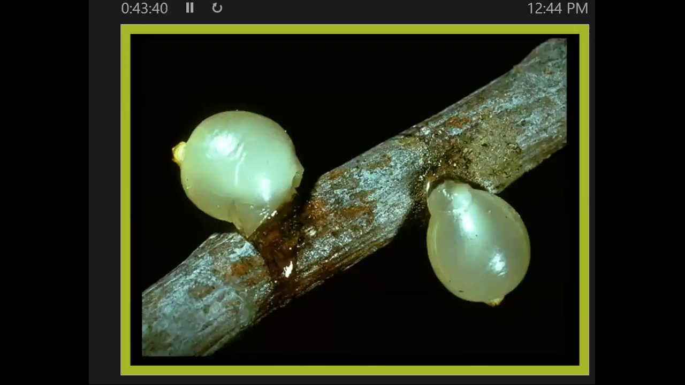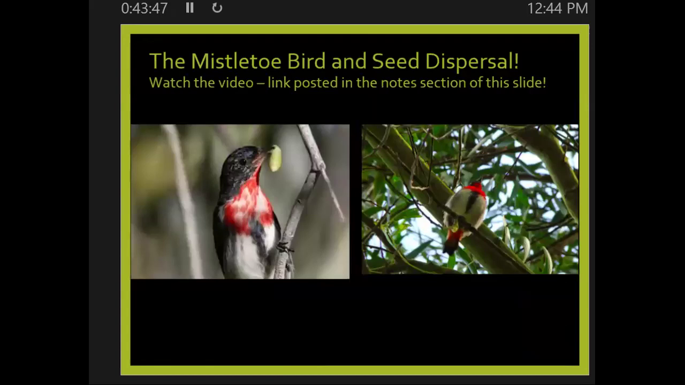So this is the mistletoe berries on a tree branch. And I can't remember, did I tell you about the mistletoe bird? How they can eat it? And I guess it's pretty quick. The video should be still active in the notes section if you want to look at it. There's a couple of links there, so hopefully one of them will work.